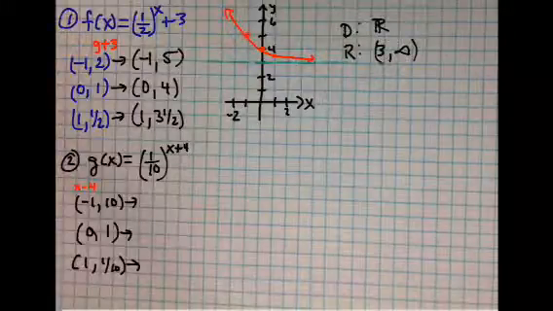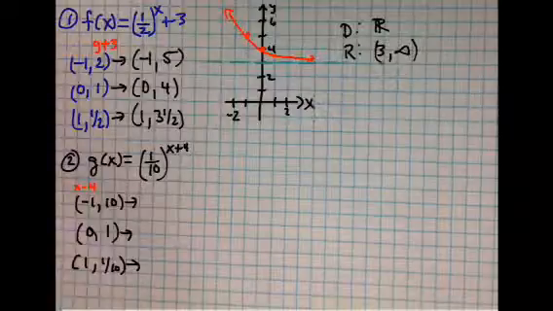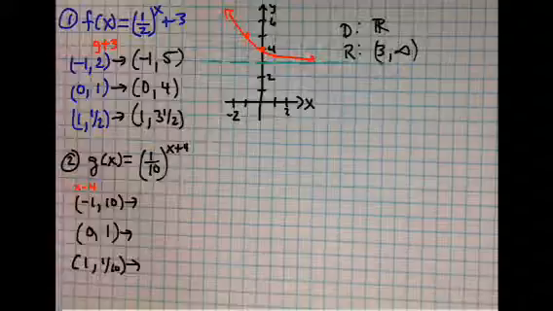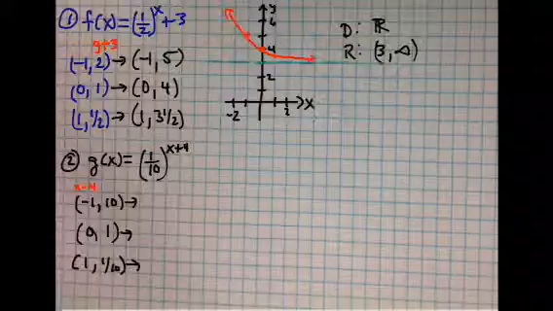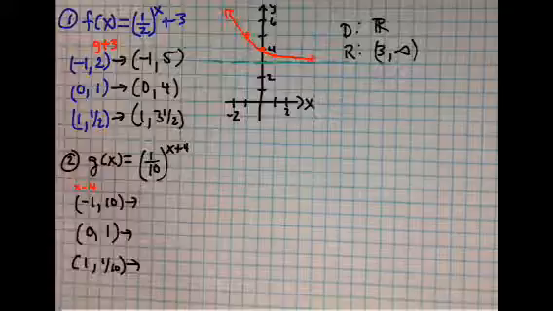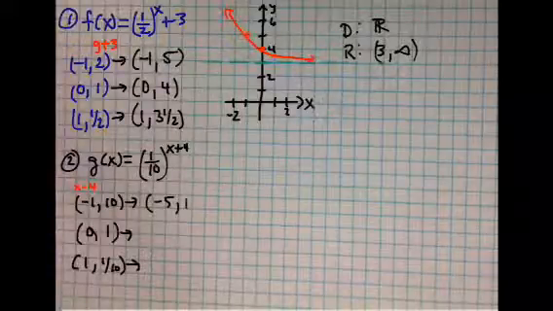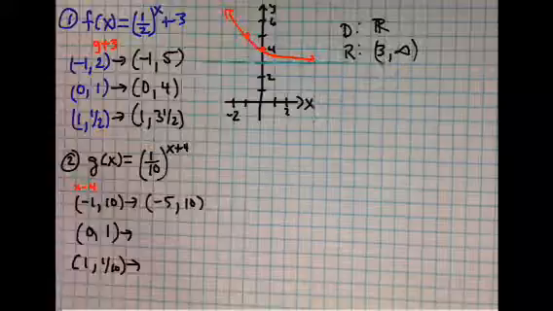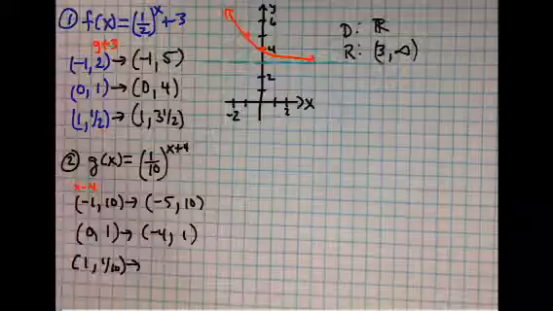So in this problem, number 2, again, negative 1 is 1 over b. Since b is 1 over 10, then 1 over b would be 10 over 1. The h is negative 4, so we're going to subtract 4 from all the x's. So negative 1 minus 4 is negative 5, and then 0 minus 4 is negative 4. The y's stay the same. 1 minus 4 is negative 3.